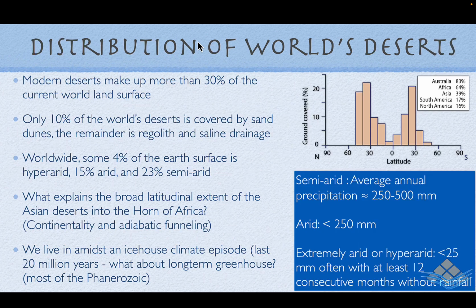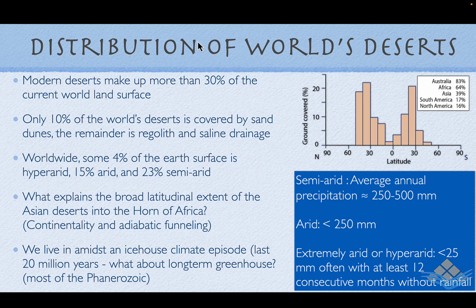In terms of the proportions of the world's surface that are made up by deserts, today deserts make up more than 30% of the current world's land surface. Only 10% of those desert areas are covered by sand dunes. Most of that succession is dominated by the regolith, arid zone soils, and zones of arid drainage, ephemeral to perennial saline lakes. If we further subdivide those desert regions, we see that some 4% of the Earth's surface is hyper-arid. Arid deserts make up 15% of the current world land surface. Semi-arid deserts make up the largest proportion at 23% of the world's land surface.